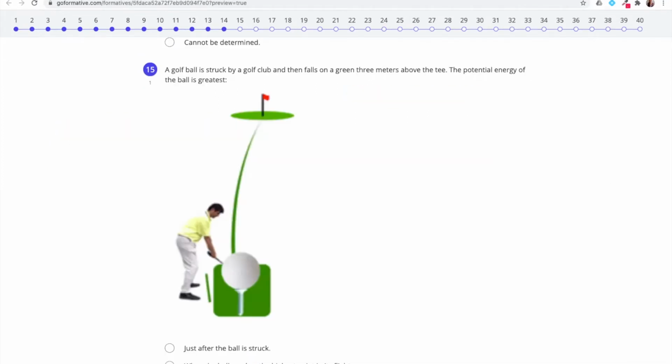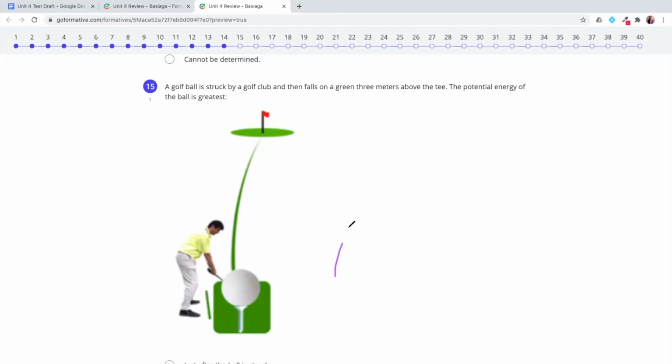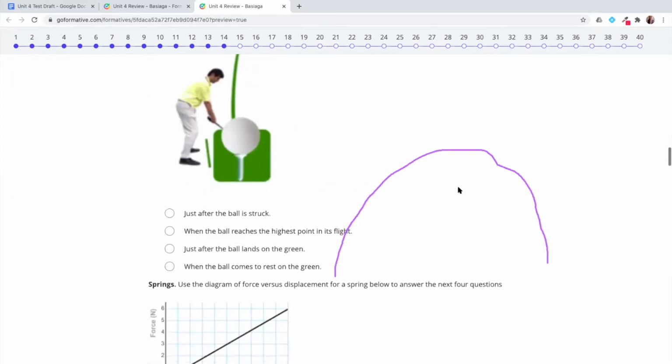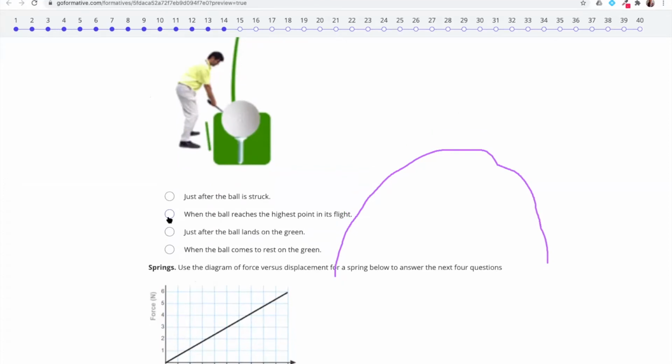For number 15, the potential energy is greatest when the ball is highest above the ground. So if you can imagine that this is the path a projectile would take, except cleaner, then it would have the largest amount of potential energy just when it reaches the highest point in its flight, the apex of its motion. The ball will have the most gravitational potential energy at B, the highest point in its flight.